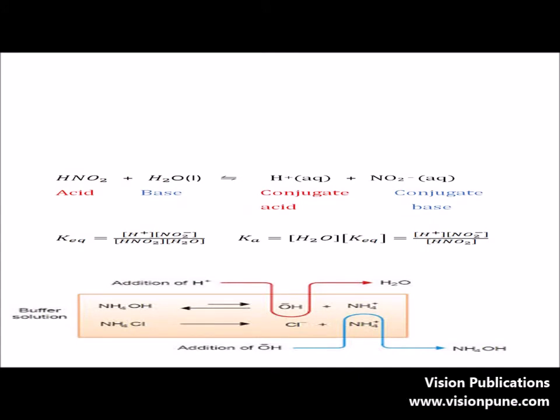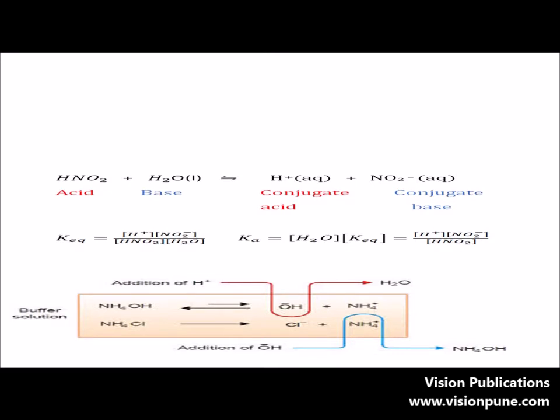Now we have another example. We know that we have two types of buffers, acid buffer and basic buffer. As we have already discussed, take nitrous acid and water, where the acid base is water. It gives you the conjugate acid, which is the proton, and the conjugate base, which is the nitrite ion. When these ions react together, it's a reversible reaction. Then at equilibrium we have the values of ionic constants.